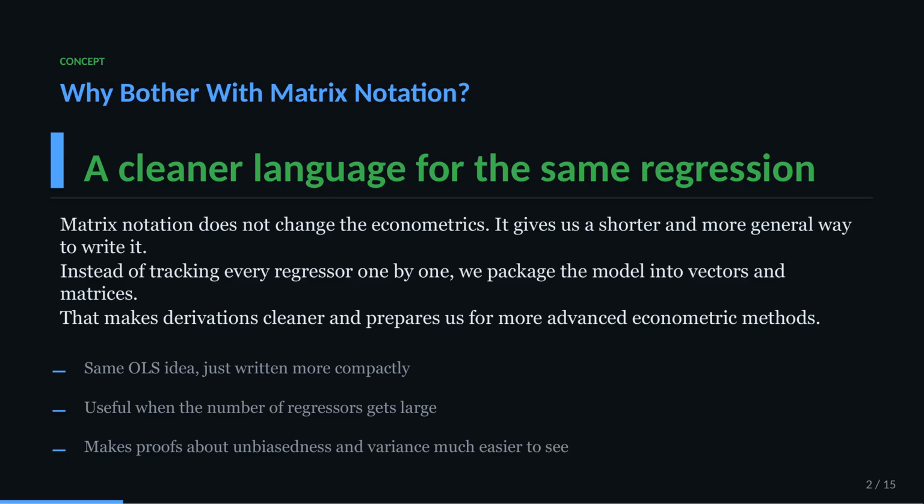So why bother with matrix notation at all? Mainly because it scales better. In scalar notation, every extra regressor adds another symbol, another summation, and another line of algebra. In matrix notation, all of that gets compressed. Instead of writing equations observation by observation, we stack the whole sample together and treat it as one object. That is incredibly useful once regressions get more complicated. It also becomes the standard language for later topics like generalized least squares, instrumental variables, and panel data. So this is really about building fluency, not changing the underlying economics.